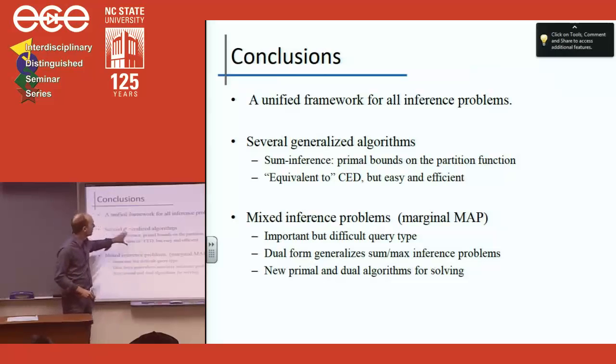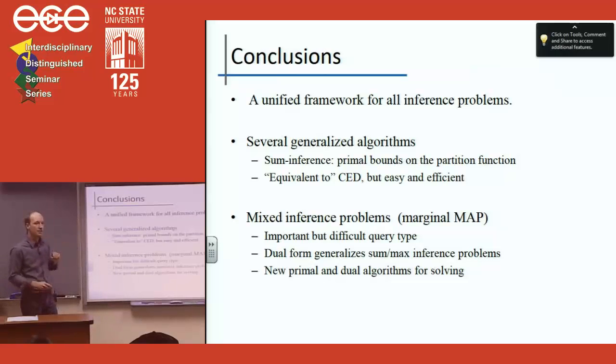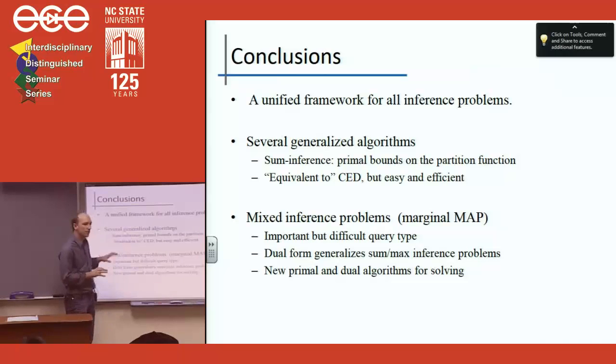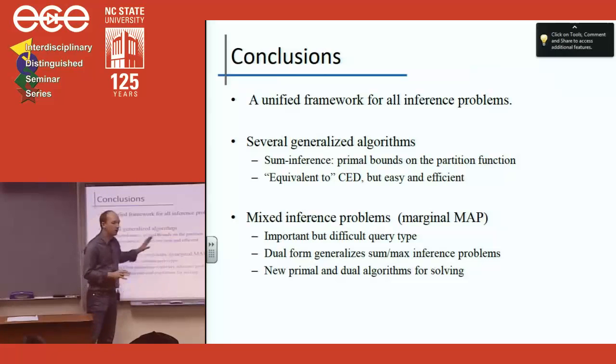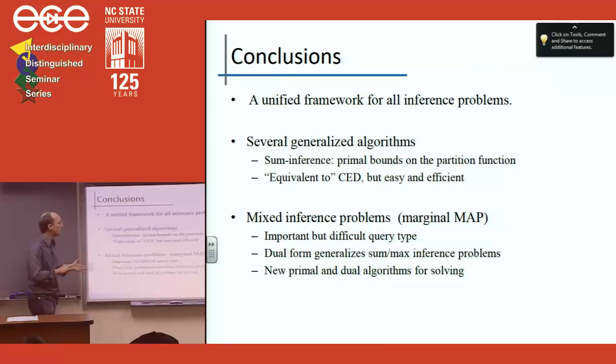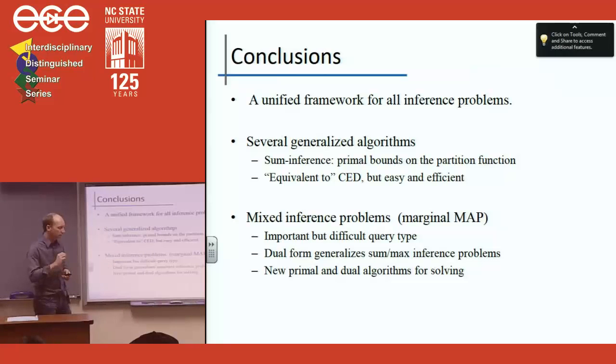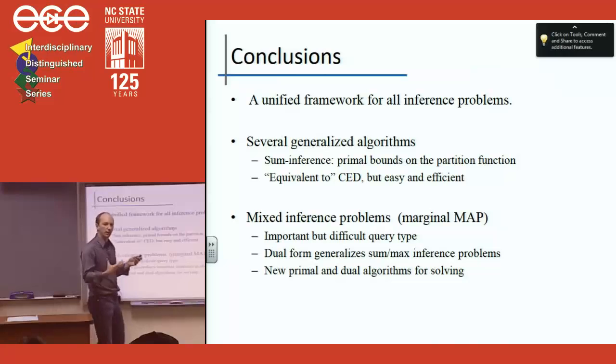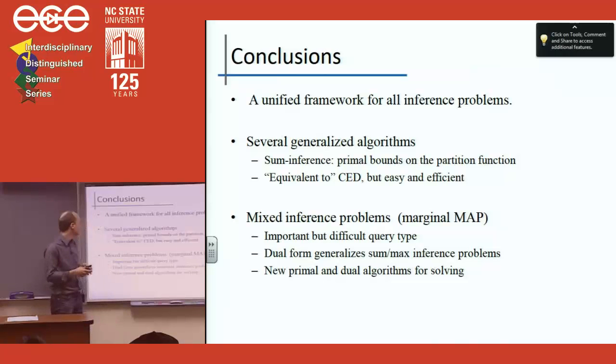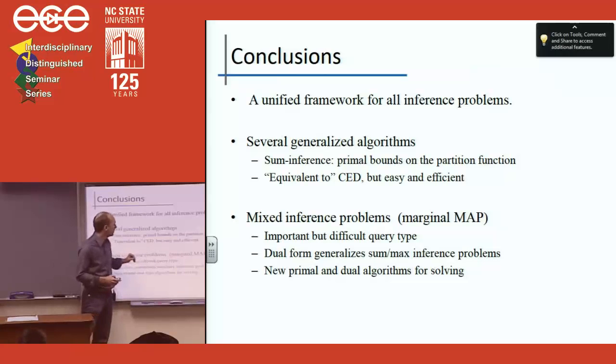The framework also leads to a bunch of nice, very general algorithms that can be used on any of these problems. Even in just summation inference, which is really well studied, it gives you a new bound. It turns out that these are equivalent to another known class of bounds, but they're much easier and more efficient to implement and much easier to optimize. It lets you do this on mixed inference problems.